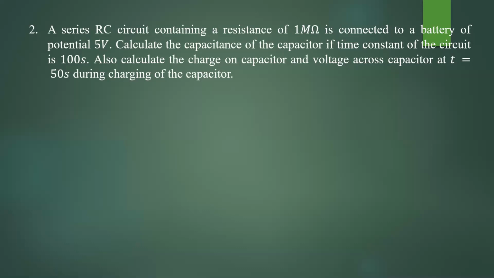They have not given the value of the capacitance. Read the next sentence: calculate the capacitance of the capacitor if the time constant of the circuit is 100 seconds. They have given the time constant of the circuit as 100 seconds. Using that, you have to calculate the capacitance of the capacitor, the C value.